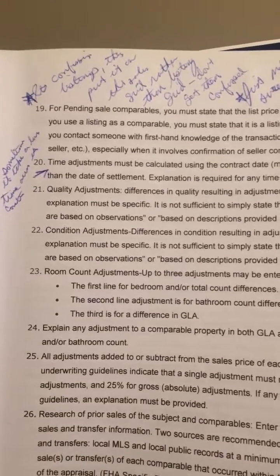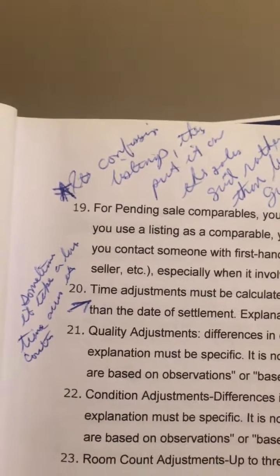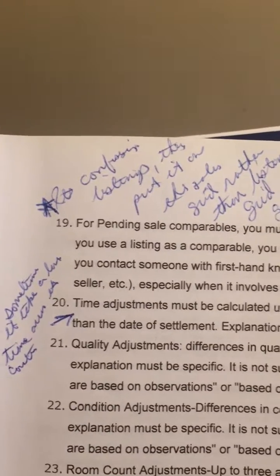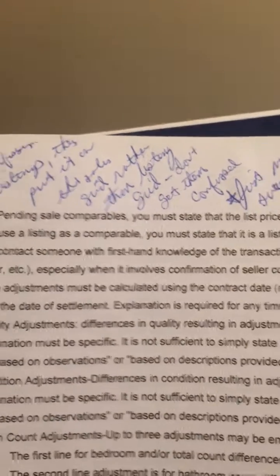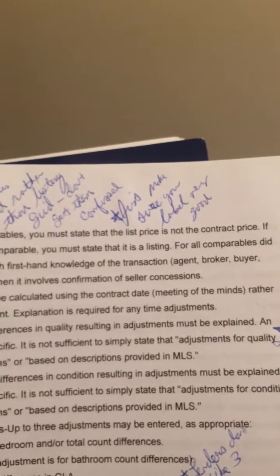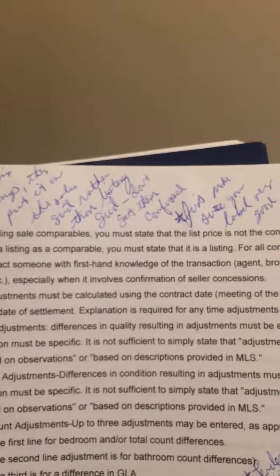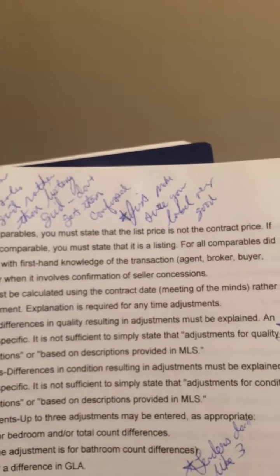FHA SFR Appraising Handbook 4000.1, page 3. 19. For pending sale comparables, you must state that the list price is not the contract price. If you use a listing as a comparable, you must state that it is a listing.